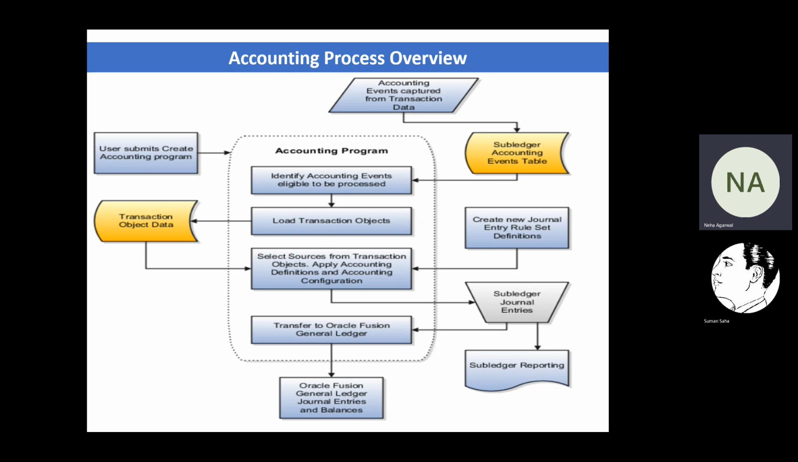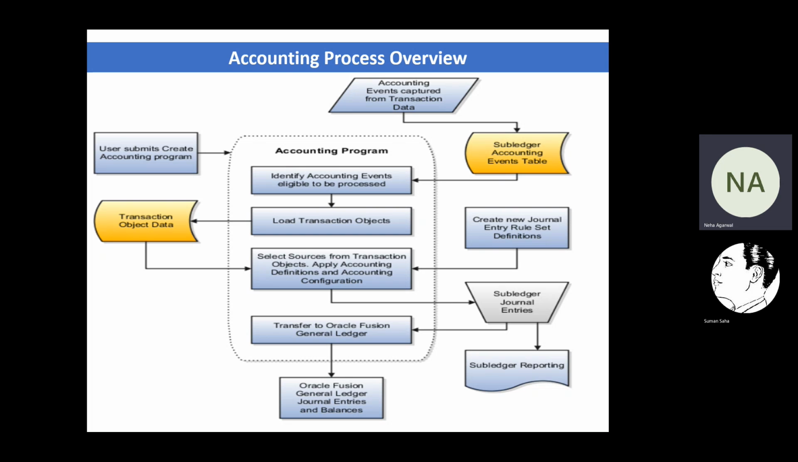So when the create accounting program is run, the general entry rule set definition and account transaction objects data are applied to the transaction object data to create the subledger general entries. And then these entries are subsequently summarized and transferred to your GL.